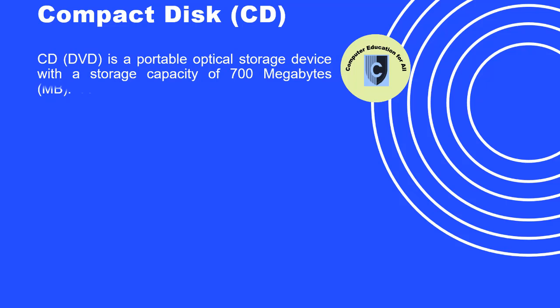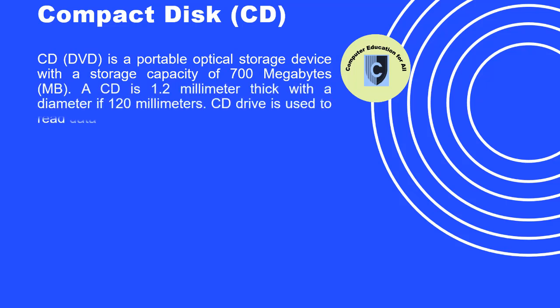Compact disc (CD). CD is a portable optical storage device with a storage capacity of 700 megabytes (MB). A CD is 1.2 mm thick with a diameter of 120 mm. CD drive is used to read data from or write data to a CD.